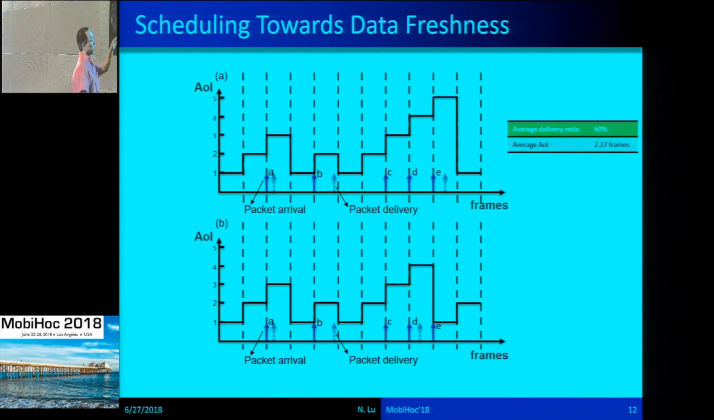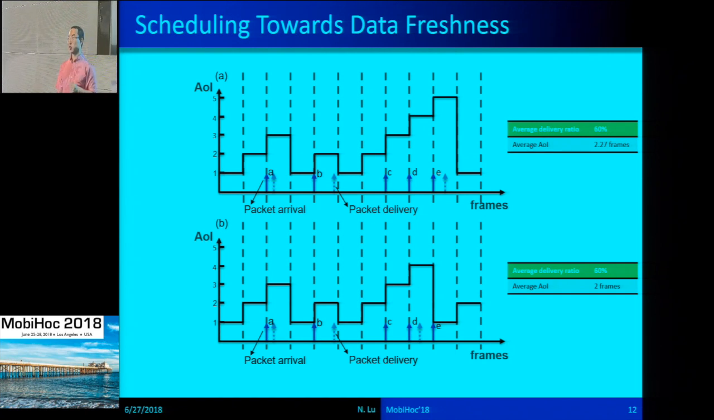Down here, we have exactly the same arrival pattern, but the difference is we deliver packet D instead of E. This leads to the same packet delivery ratio, but improves the AOI to 2 frames. So this is an example of how changing the scheduling decision can improve the AOI.